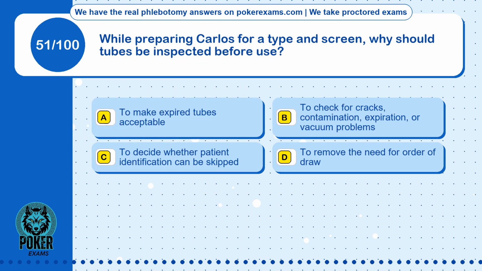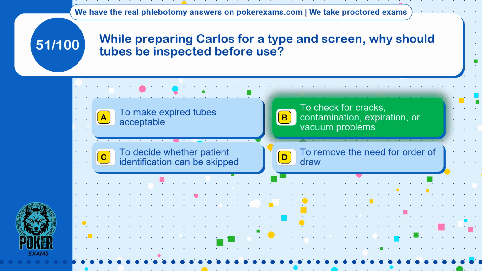Question 51. While preparing Carlos for a type and screen, why should tubes be inspected before use? Option A. To make expired tubes acceptable. Option B. To check for cracks, contamination, expiration, or vacuum problems. Option C. To decide whether patient identification can be skipped. Option D. To remove the need for order of draw.